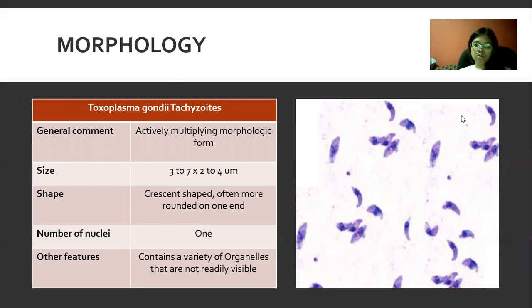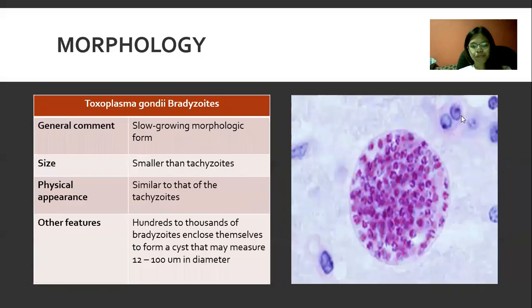So, it is usually 3 to 7 by 2 to 4 micron, and shape is crescent shape, often more rounded on one end. It has one nucleus, and other features contain a variety of organelles that are not readily visible. So, ito pong ating Toxoplasma gondii trophozoite, madali po siyang makita kasi siya po ay crescent shape.